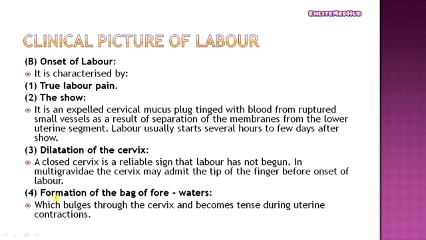So fourth is the formation of the bag of four waters, which bulges through the cervix and becomes tense during uterine contraction. So the bag of four waters is the part of the amniotic sac, that's the membranes, that lies in front of the presenting part of the baby, usually the head, during labor containing amniotic fluid.